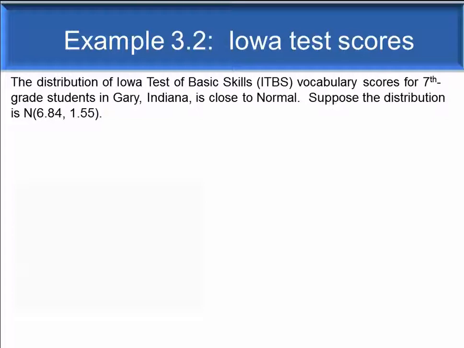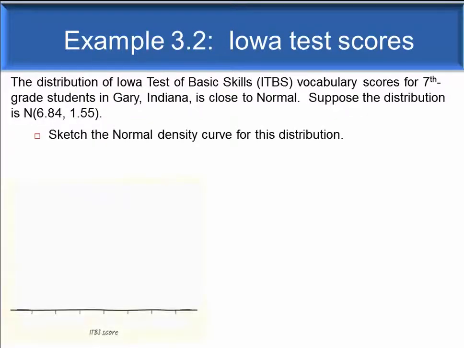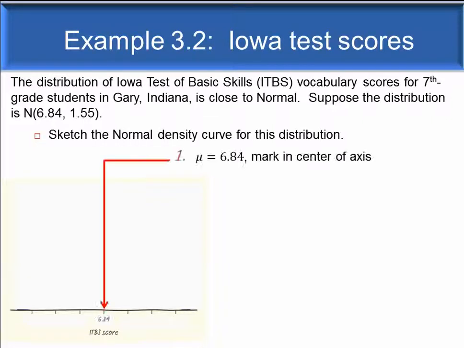Then they give us the details of the distribution, and that is that it is normal with a mean of 6.84 and a standard deviation of 1.55. So the first thing that we're going to do, it always helps to start by drawing the normal density curve for the population, so that you can see the distribution and apply some of the rules that we know to that. So we always start by marking along the bottom.